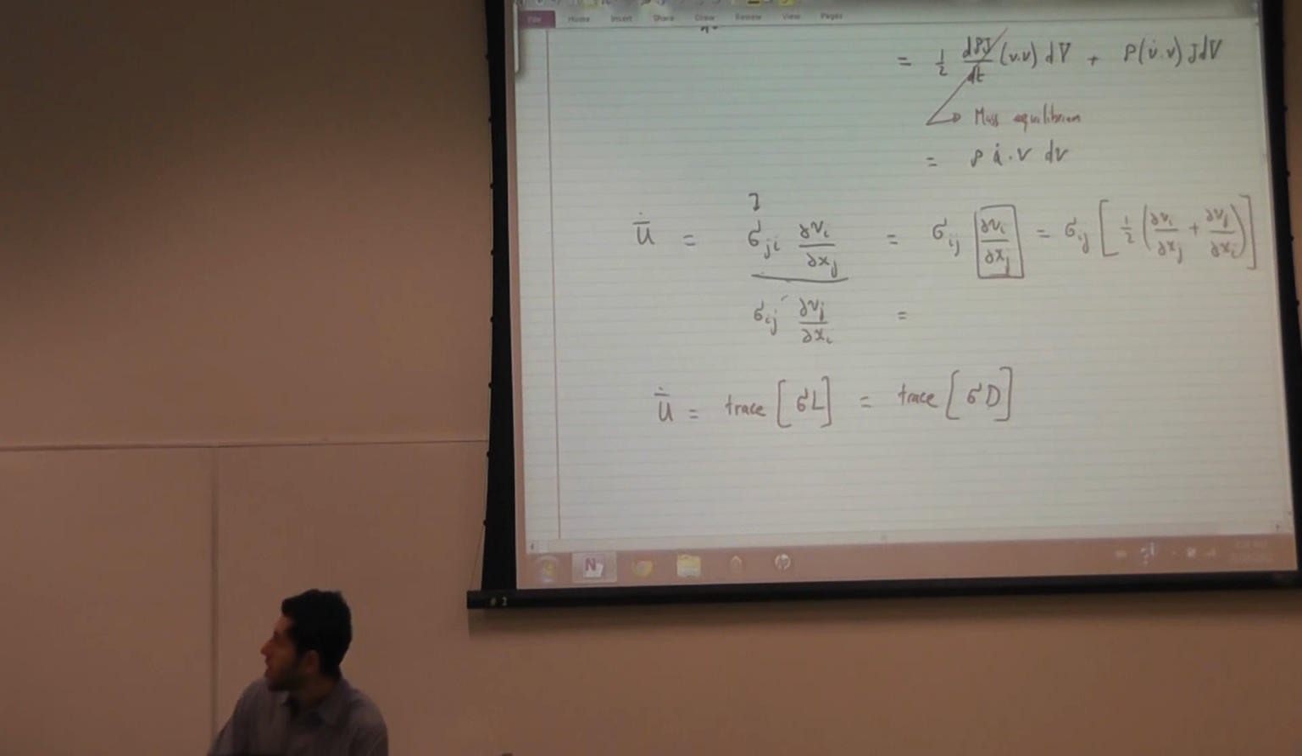The rate of change of energy is equal to the trace of those two matrices, sigma multiplied by L, or sigma multiplied by D. So I can take the symmetric component, or not the symmetric component, or the actual L itself, and the trace of either this or that will give me the rate of change of energy, or internal energy inside the object, as the object is moving. This is also equal to the sigma, because by the properties of the trace.